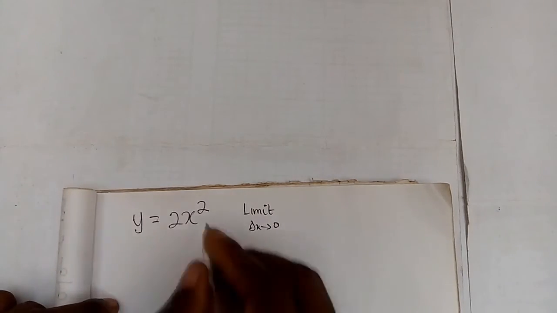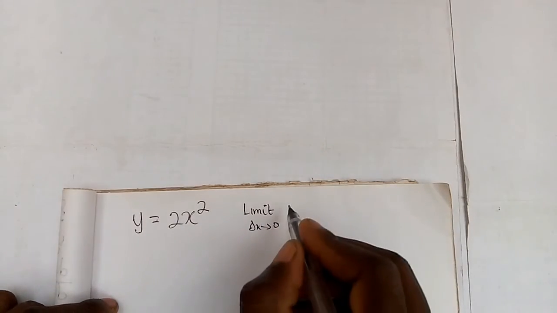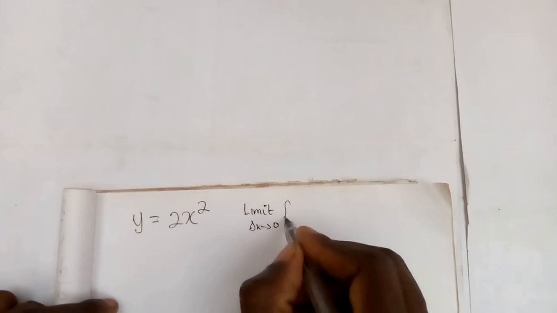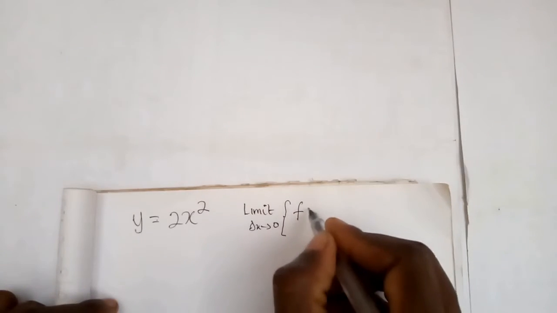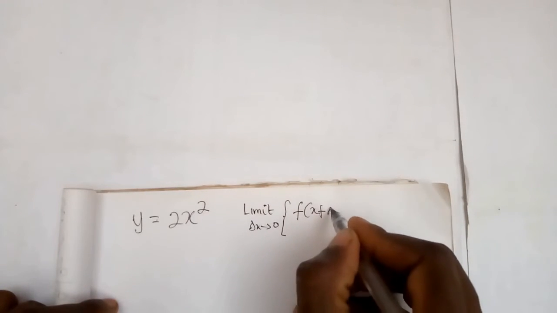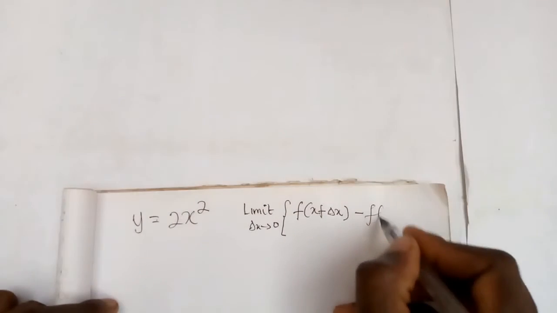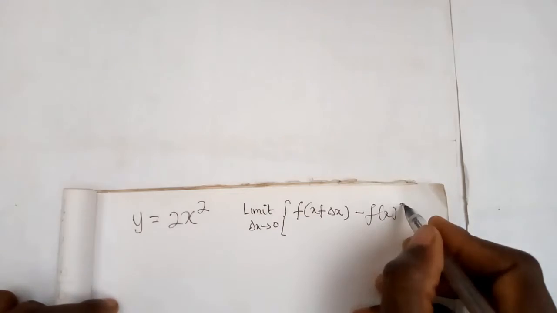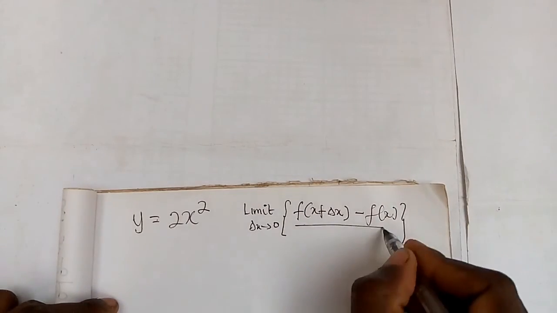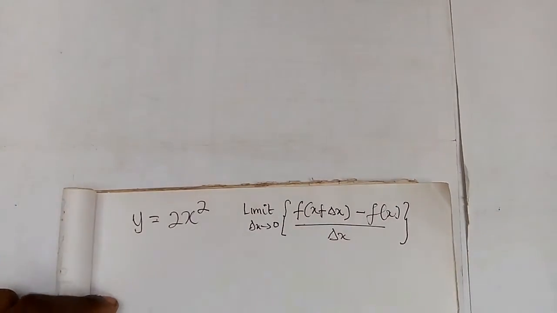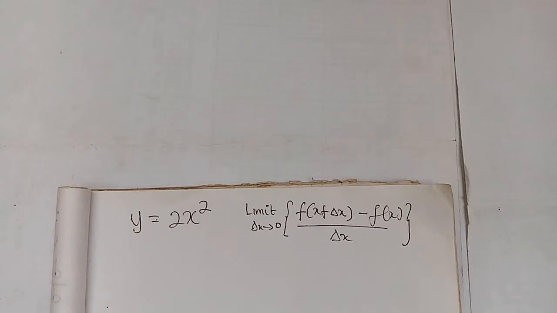So here the limit as change of x approaches 0, just write the formula here: f of x plus change of x, put in a bracket, minus f of x, put in another bracket, and then all over change of x. This is the formula that you need to know basically in order to tackle this question.